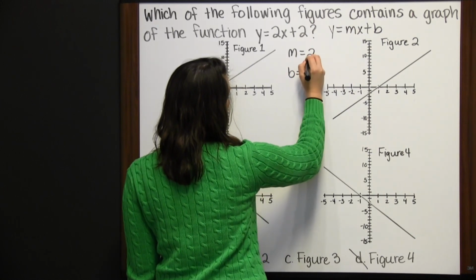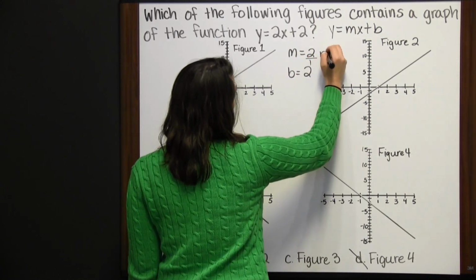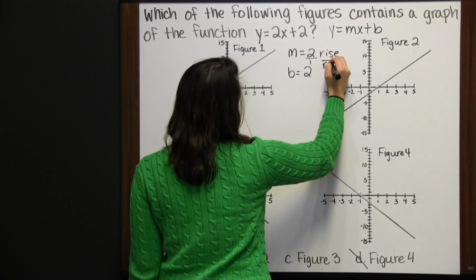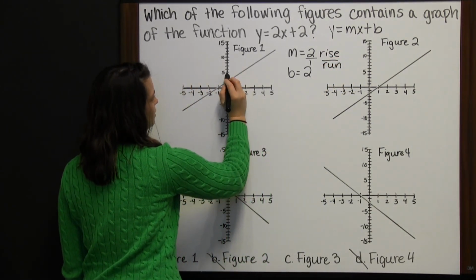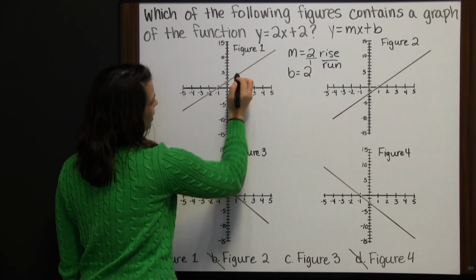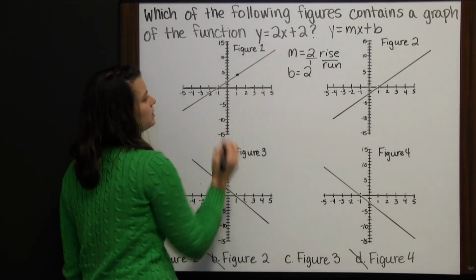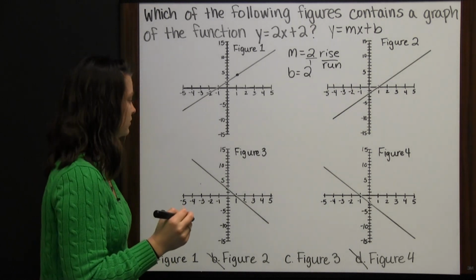So the slope is 2 over 1, 2 being the rise and 1 being the run. So from this point, we should rise 2 and run 1. And as you can see, this line does go through that point.